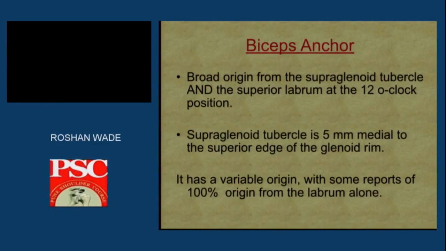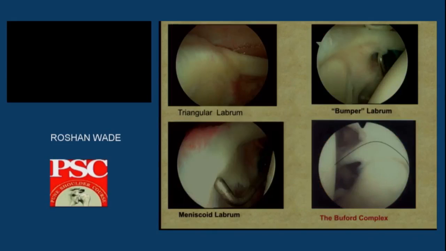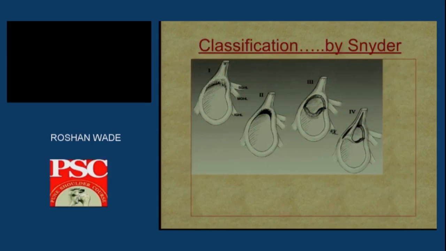the 12 o'clock position. This supraglenoid tubercle is 5 mm medial to the superior edge of the glenoid rim, and it is the origin of the biceps tendon 100% out of the supraglenoid tubercle. There are normal variations, as you can see here: the triangular labrum, bumper, meniscoid, sublabral foramina, and Buford complex. As you can see in this picture, this is triangular, this is bumper, this is Buford complex, and this is a meniscoid type of labrum, which can be seen in your clinical practice.